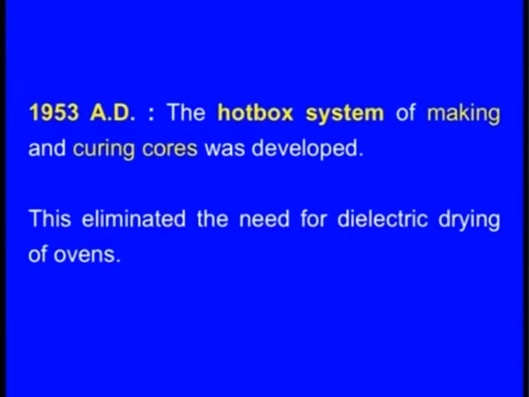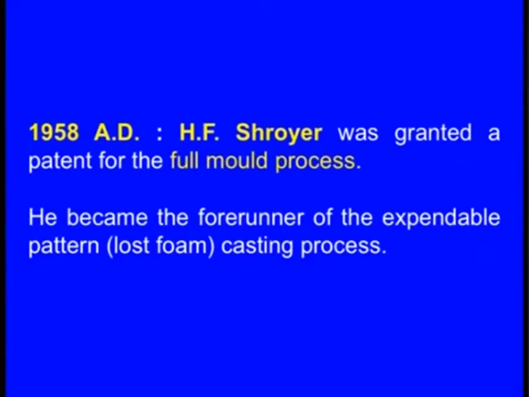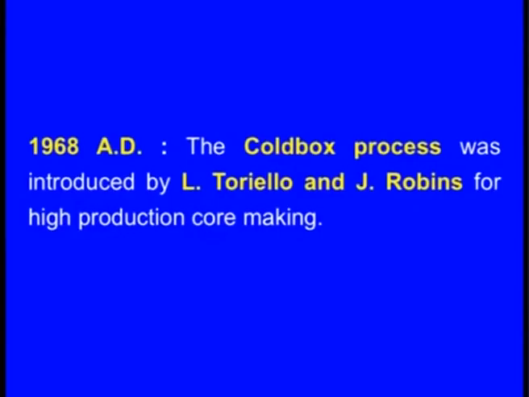During 1953 AD, the hot box system of making and curing cores was developed. This eliminated the need for dielectric drying ovens. During 1958 AD, Schroer was granted a patent for the full mold process. He became the forerunner of the expandable pattern casting process. During 1968 AD, the cold box process was introduced for high production core making.